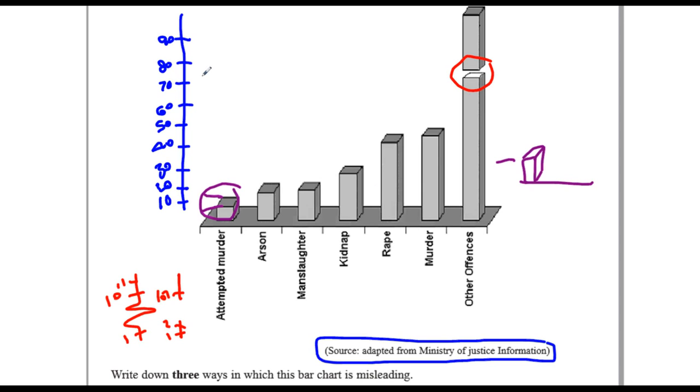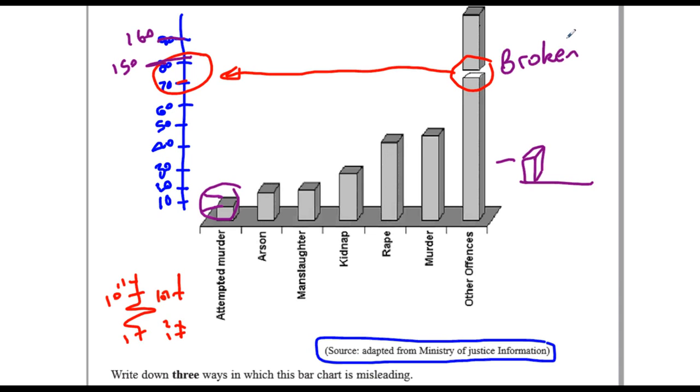Now because there's no numbers here, and because there's a gap, we've no idea what's been missed out. It might have been up to 70, and then instead of going to 80, jump to 150. It's just a made up number, and then carried on like that. This is actually called a broken bar. If you write broken bar in your exam, the examiner is going to know what you're talking about. It's a bad thing to have a broken bar.